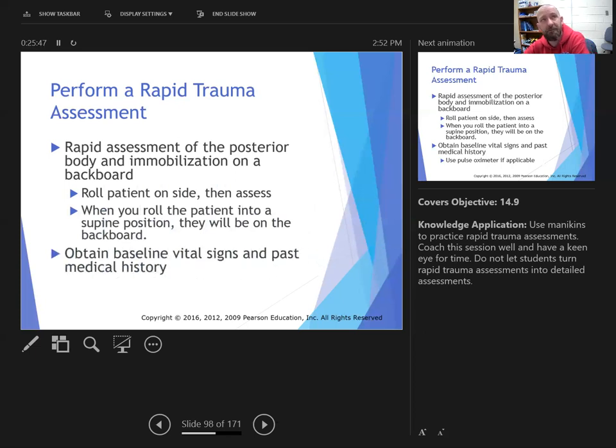All right, once we've gotten the rapid trauma assessment done on this multi-system, high priority trauma patient, then we'll get our vital signs, and then we start our past medical history, if we're able to, and then we'll start our treatment.